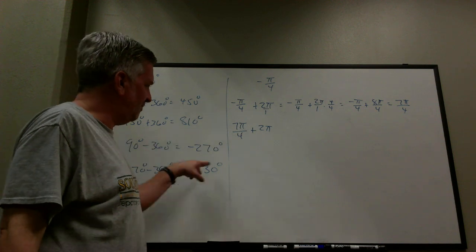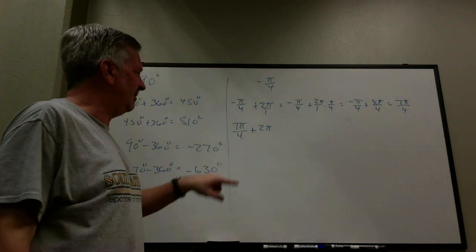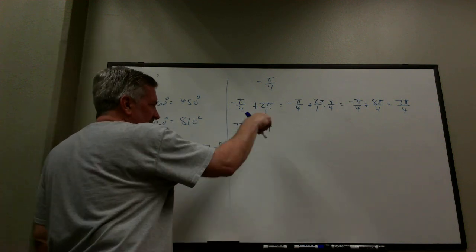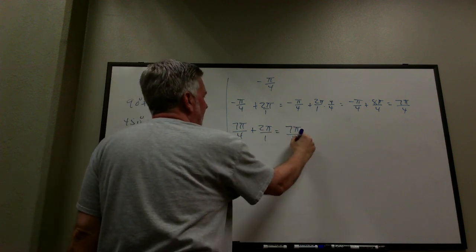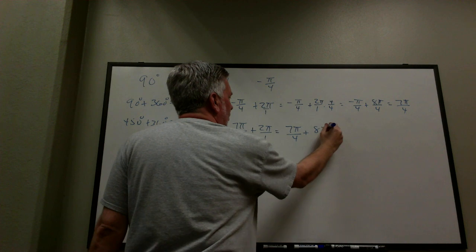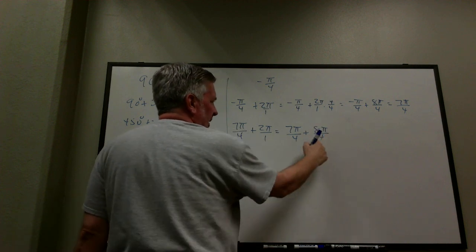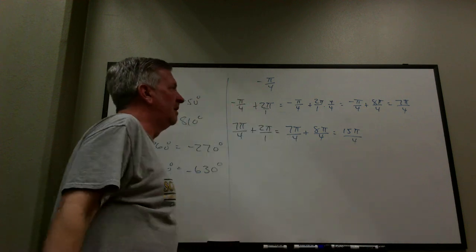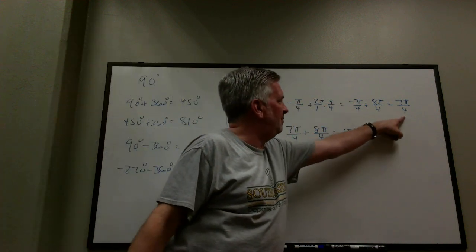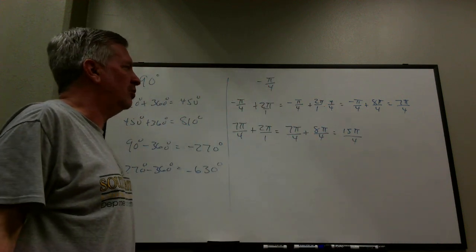Right, so we went to 7 pi over 4, now we have to go all the way around again, so we're adding another complete rotation. Again, think of that as over 1, 7 pi over 4 plus the 8 pi over 4 again, right, that's 2 pi. 15 pi over 4. So minus pi over 4, 7 pi over 4, and 15 pi over 4 are all coterminal.